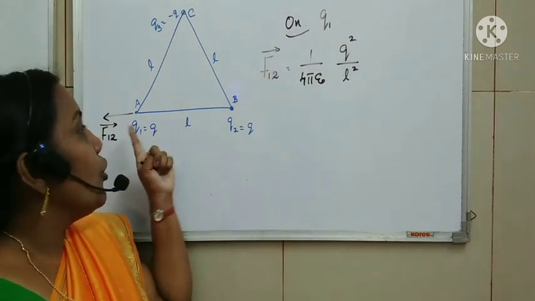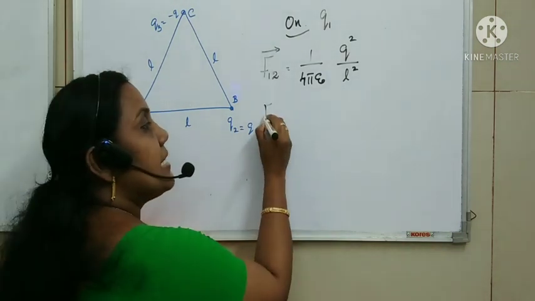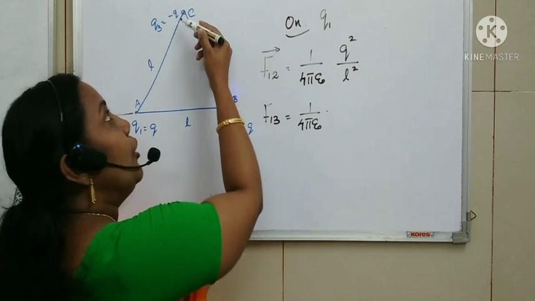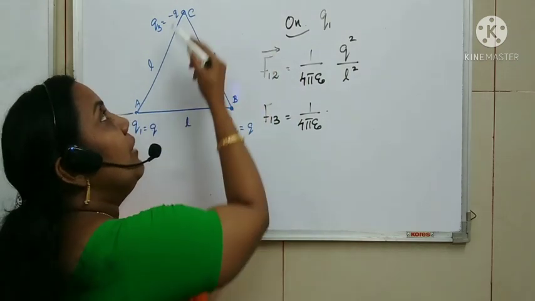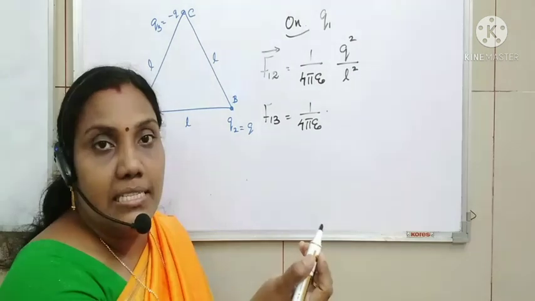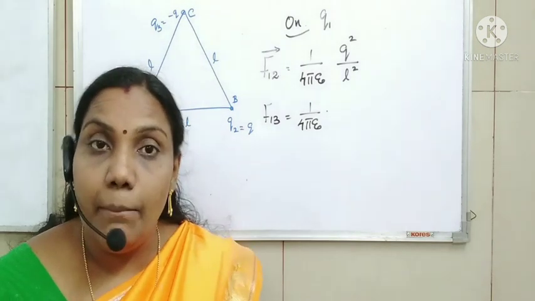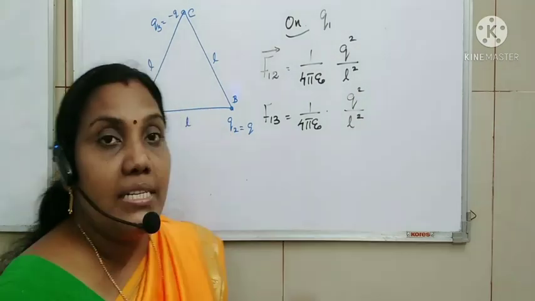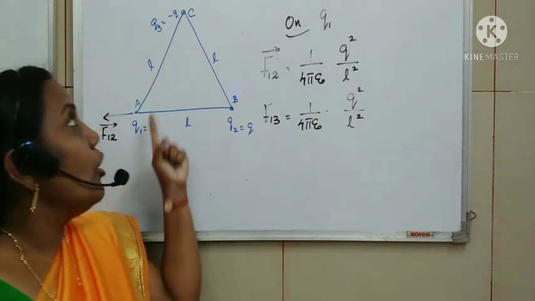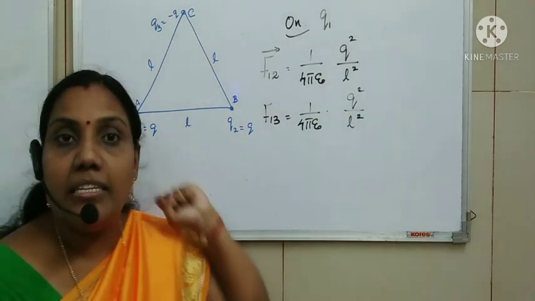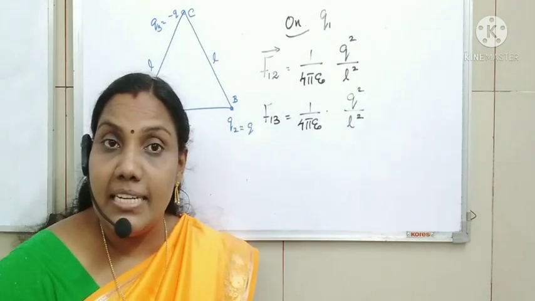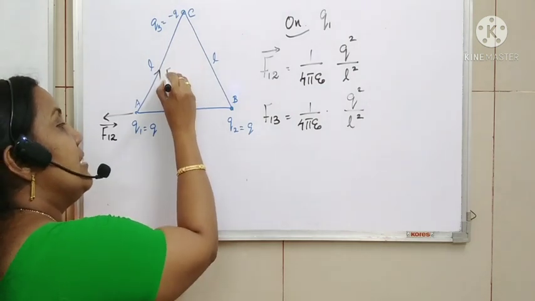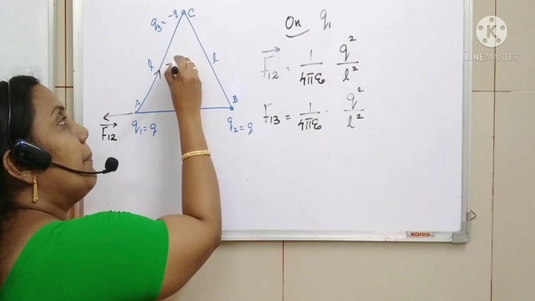Now, what is the force acting on Q1 by Q3? It can be represented as F13 equals 1 by 4 pi epsilon 0 into Q1 into Q3. Here it is minus Q, but no need to take the negative sign because according to Coulomb's law we have to consider only the magnitude. So here also Q square divided by L square. And what is its direction? Q1 is attracted by Q3, isn't it? Because one is positive, another one is negative. So Q1 moves towards the charge Q3. So this is the direction of F13.